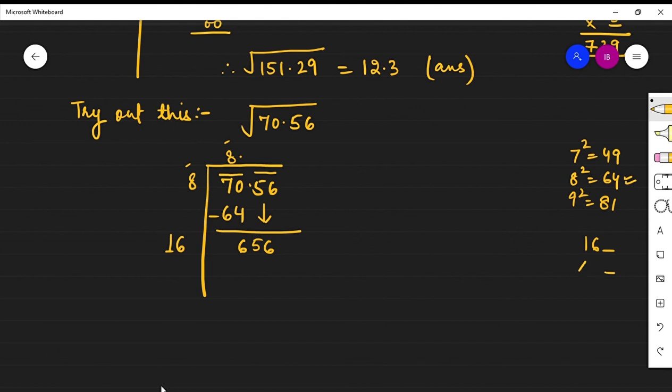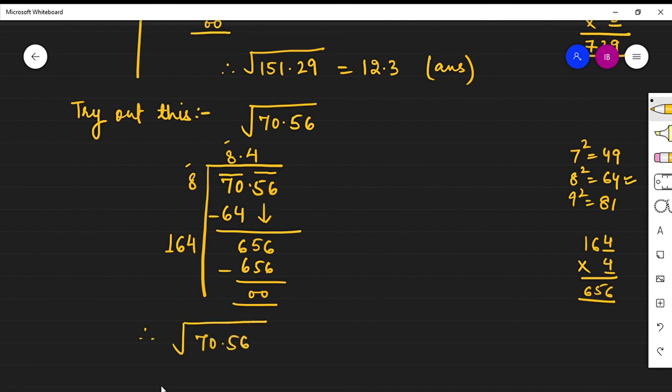With what number should we multiply it? Try out 4. 4 4 the 16, 4 6 are 24, 25, 4 1 the 4, 5 6. So we have got 656. 164 into 4 is 656. On subtraction, the remainder is 0. So square root of 70.56 is 8.4. If you have got this answer, well done.